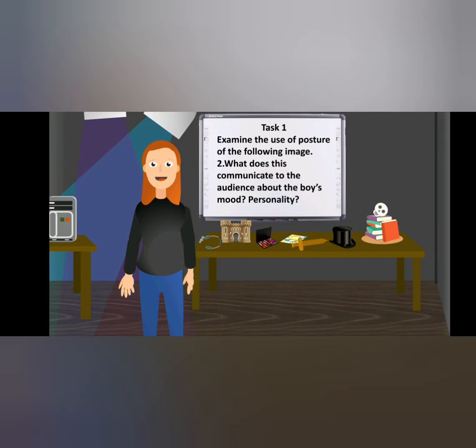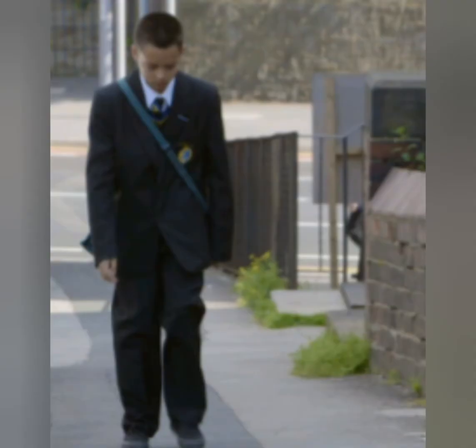What does the boy's posture communicate to the audience about the boy's mood and personality? Remember, here you are writing about what you think the actor is trying to communicate. Pause the video here to write down your answers. Remember, you were discussing what is being shown as well as how this shows the boy's personality and mood.